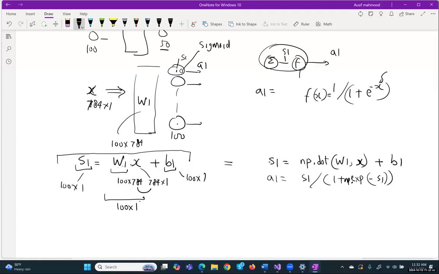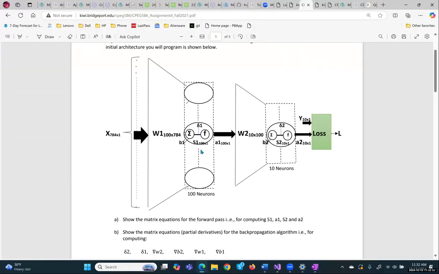This is how easy it is to compute the forward pass through the first layer, and the same concept applies for the second layer. Let's go to the second layer. This is fixed: 10 neurons in the second layer. So what will be their W2 matrix? 10 by 100, right? Because 10 on this side, but the 100 are coming from the previous layer. So this has to be 10 by 100.